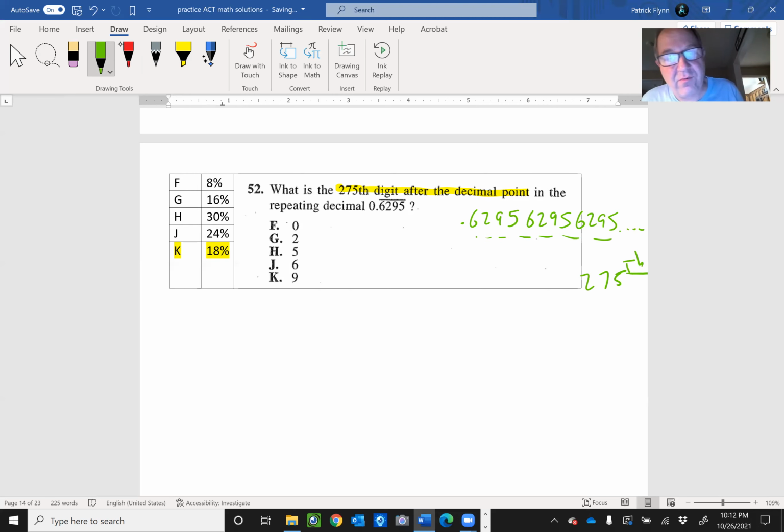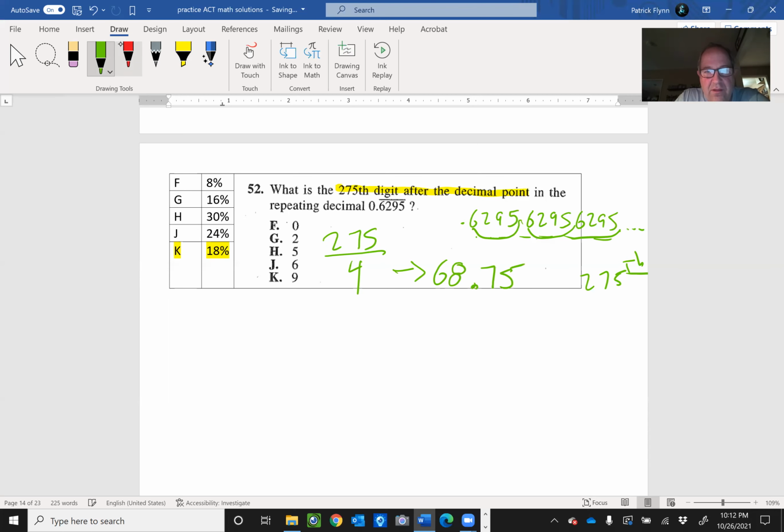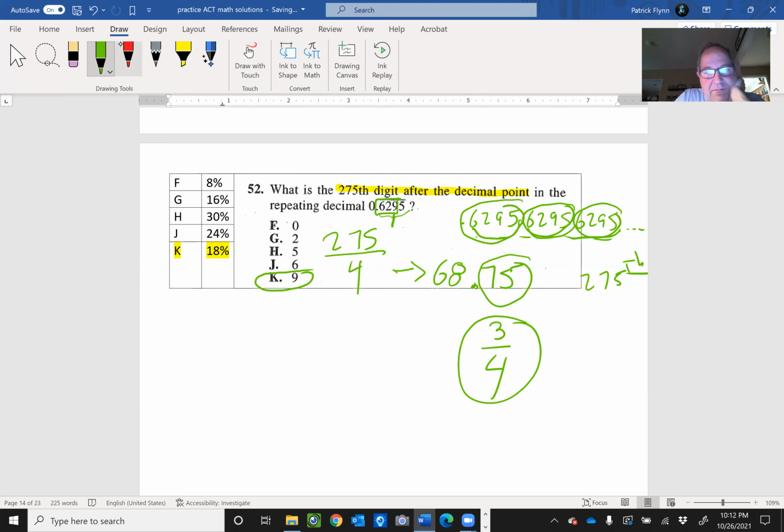And there's no way that you actually write it out. But we know there's these groupings of 4, right? So if I took 275 and divided by 4, I'm going to wind up with 68.75. Now, 0.75 as a fraction is 3/4. So in other words, there's going to be 68 of these complete 6295s, and then there's going to be 3/4 of the next one. Well, lucky for us, there's 4 pieces and 3 of them would be here. So the last digits would be 629, which is the 9. People that got that, congratulations.